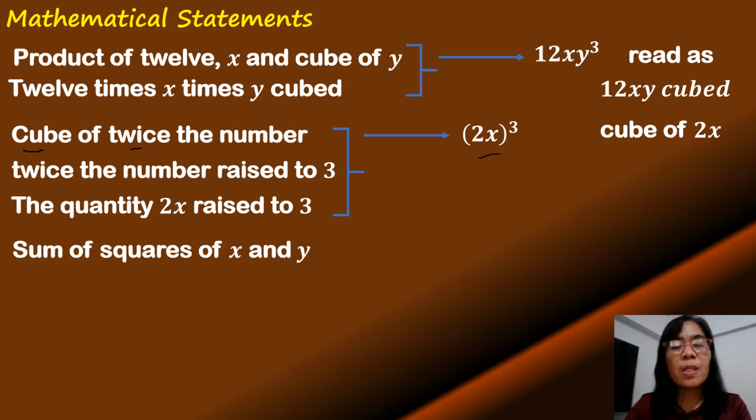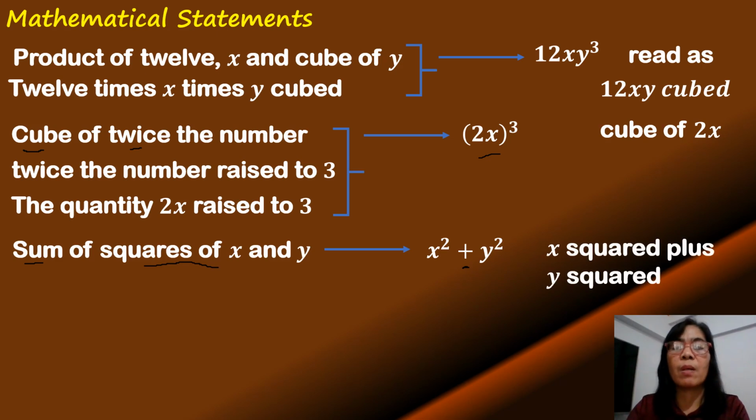The statement "sum of squares of x and y." Sum means addition. What are we going to add? The squares of x and y. That means you're going to get first the square of x and the square of y, then you add. This is the sum of the square of x and the square of y, or we read this one as x squared plus y squared.